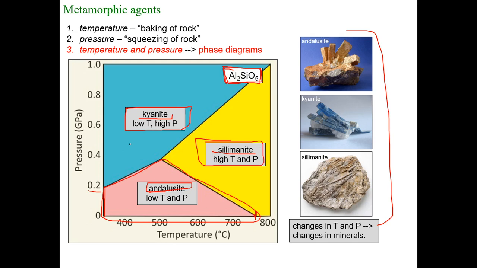It's kind of cool because if you find kyanite in a rock, you know that it had to form somewhere in this kyanite field. You can see this is a temperature-pressure diagram, with temperature on the bottom axis and pressure on the vertical axis. Depending on whether you find andalusite, kyanite, or sillimanite, it gives you an idea about what the temperature and pressure regime must have been.